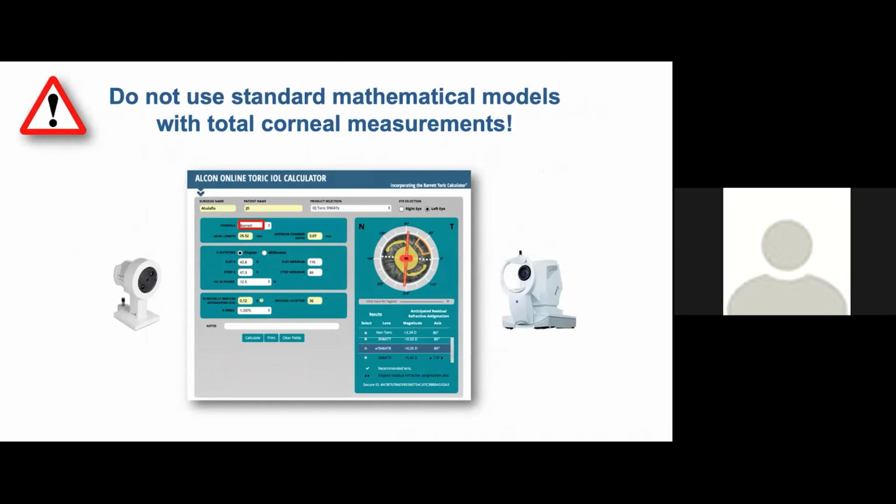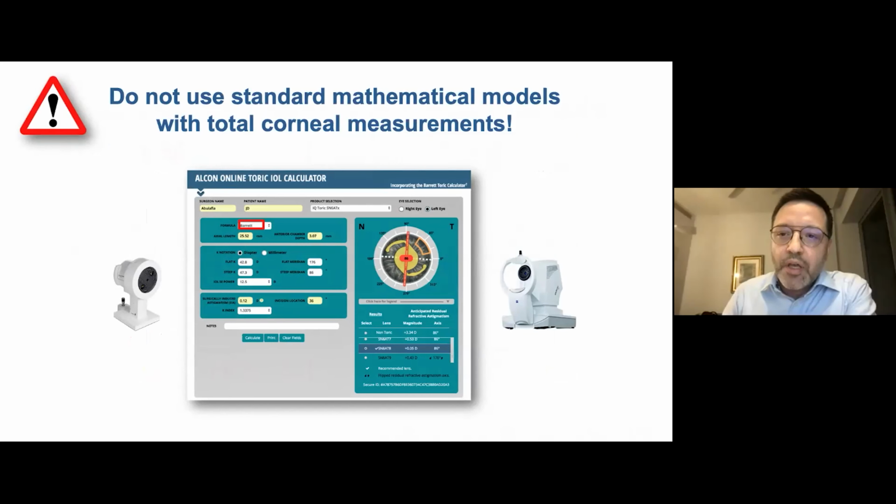And now that you know how mathematical models work, you can easily understand why one should never use standard mathematical models with total corneal measurements. And this is because you are going to account for the same problem twice and you are going to get it wrong.